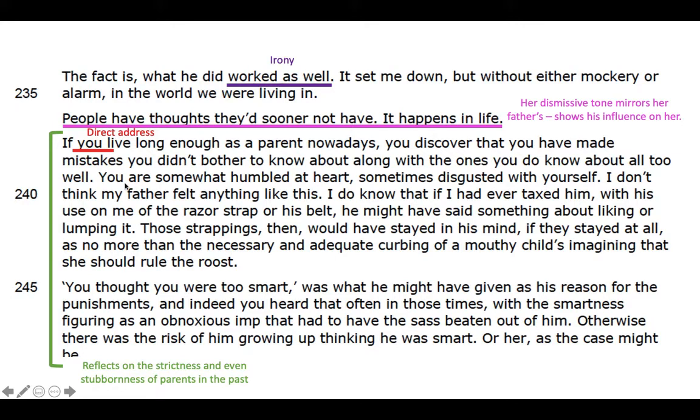If you live long enough as a parent nowadays, you discover that you have made mistakes you didn't bother to know about, along with the ones you do know about all too well. You are somewhat humbled at heart, sometimes disgusted. I don't think my father felt any of this. So she's talking now about kind of reflecting on the strictness and even the stubbornness of parents in the past.